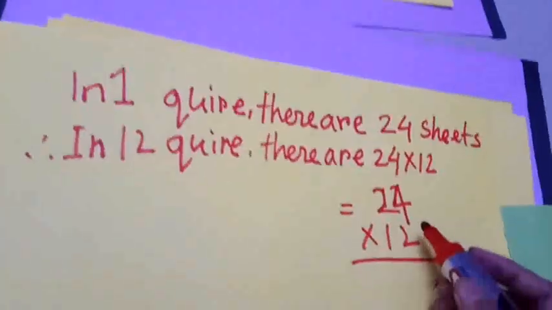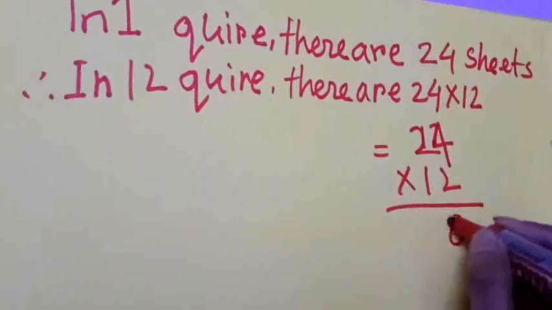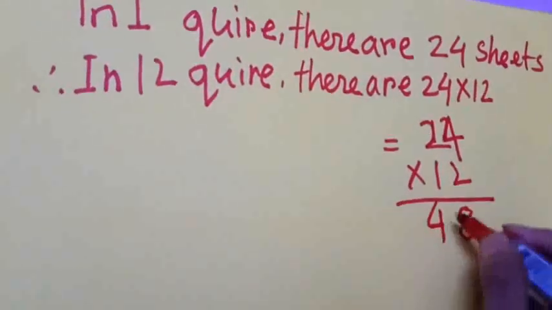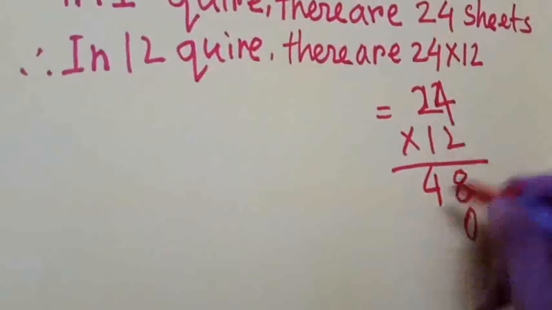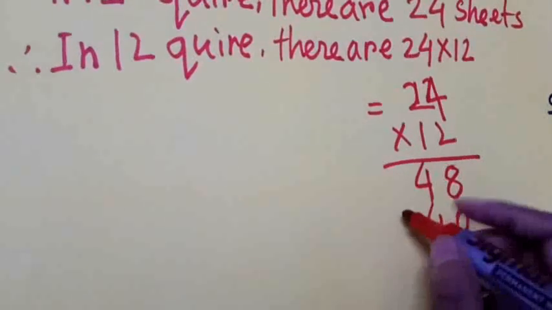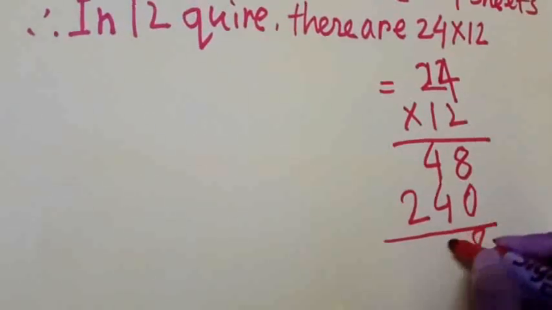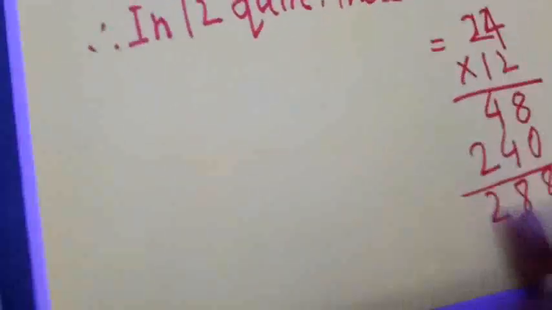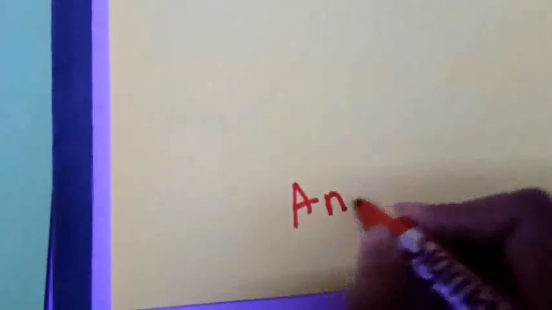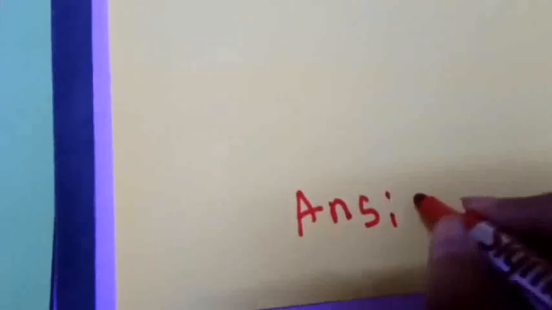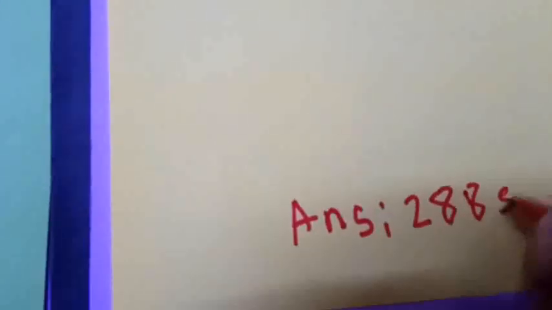First we have to multiply by 2. 2 times 8, 2 times 4. Extra 0 for the tens position. 4 ones are 4, 2 ones are 2. The answer will be 8, 8, 2, 8, 8. The final answer will be 288 sheets.